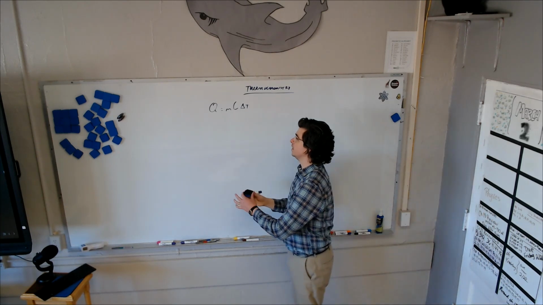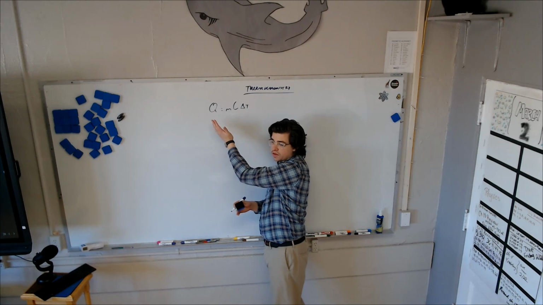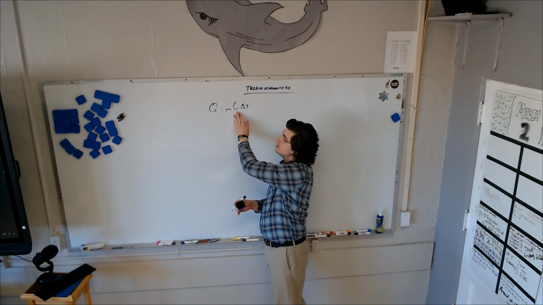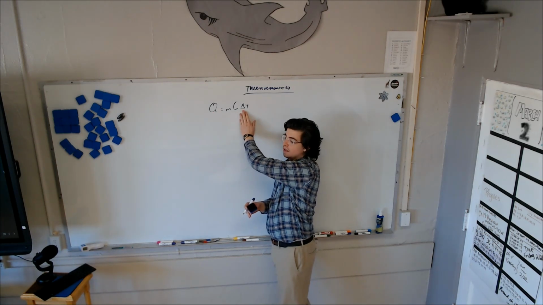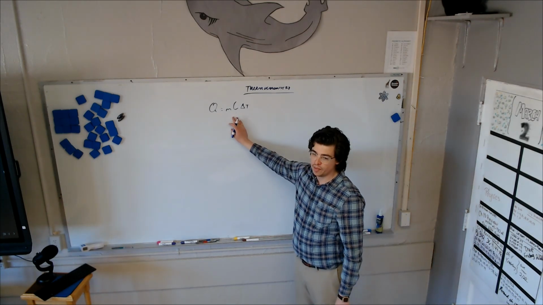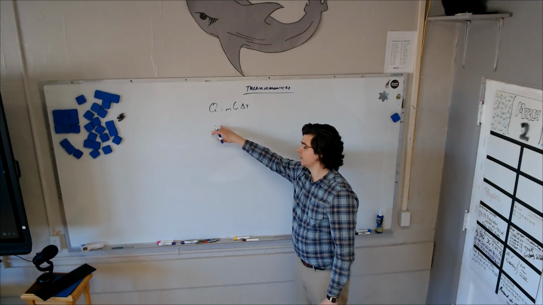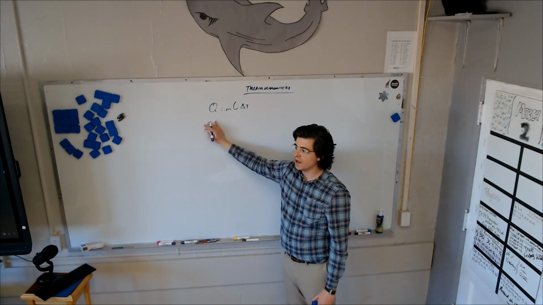But basically, Q here is heat. Q is the abbreviation we use for heat energy. m is mass. c is the specific heat of a substance. Delta is change in. Capital T is temperature. So if we multiply the mass of a substance times its specific heat times the amount of temperature change it endured, we get the heat that was released.